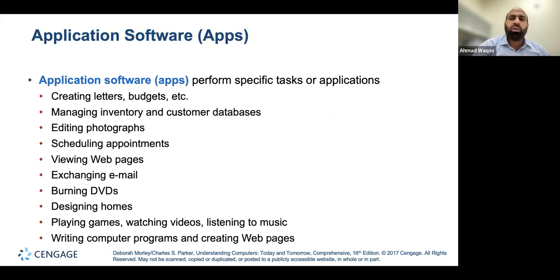Application software, in short, we call them apps, perform a specific task or application. For example, you go to the bank, you want to open up an account. The banking software is an application software that performs a specific task for the banks only. You went to the hospital, you want to book an appointment to see a doctor. That software is an application software of the hospital or a clinic, right?